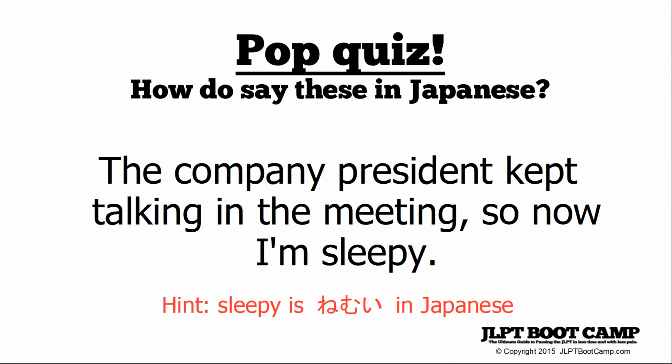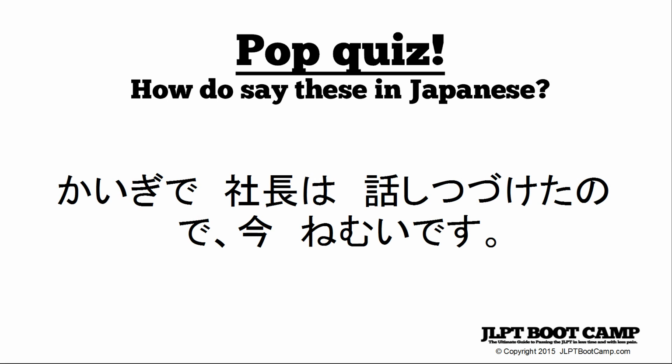Next sentence. The company president kept talking in the meeting, so now I'm sleepy. Another way to say this is the company president continued to talk in the meeting. That in Japanese would be kaigi de shacho wa hanashi tsuketa no de ima nemui desu.